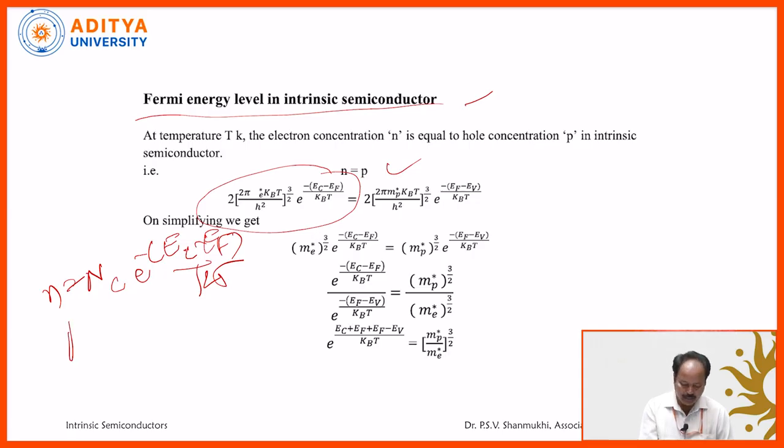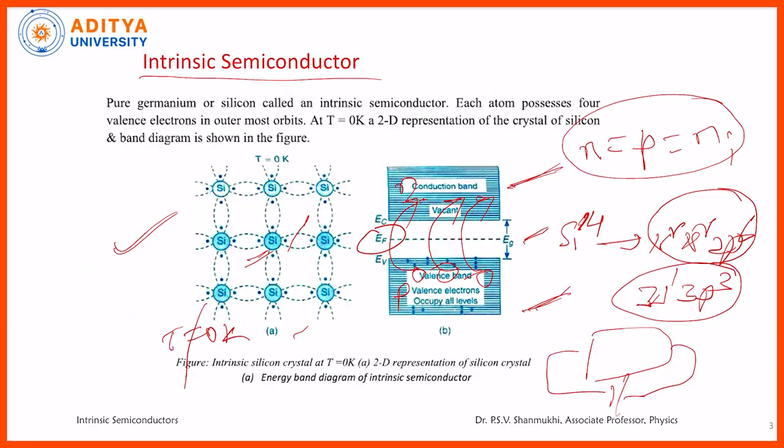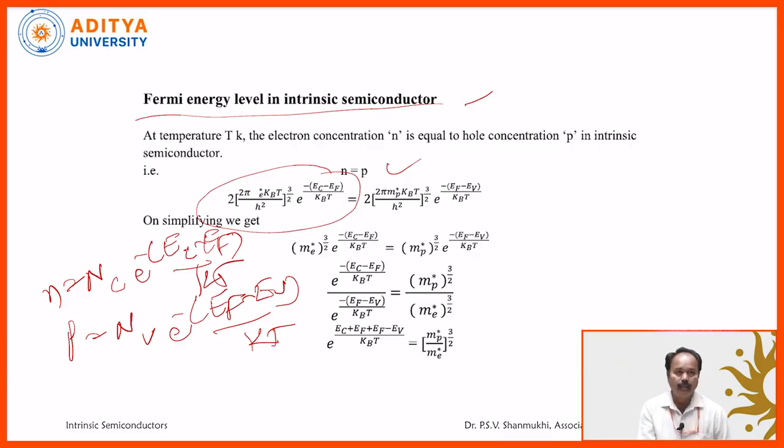Similarly, you can write p is equal to Nv into e power minus of (Ef minus Ev) by kT. You observe, say the upper edge of the valence band is taken as Ev, lower edge of the conduction band is taken as Ec. Nc is called the effective density of available energy states in the conduction band. C stands for conduction band. Nv is the effective density of available energy states in the valence band. V stands for valence band.